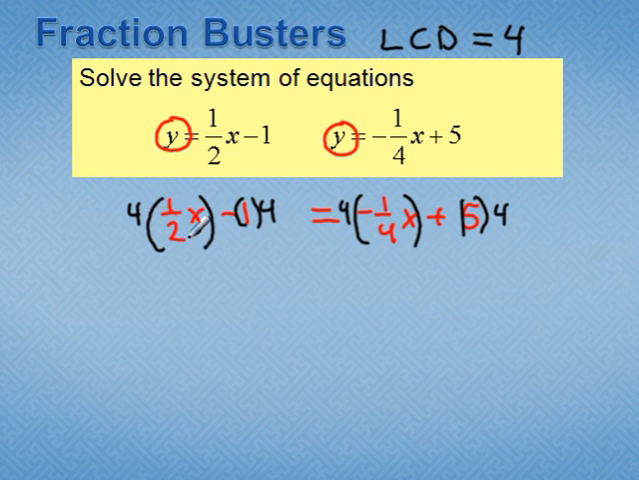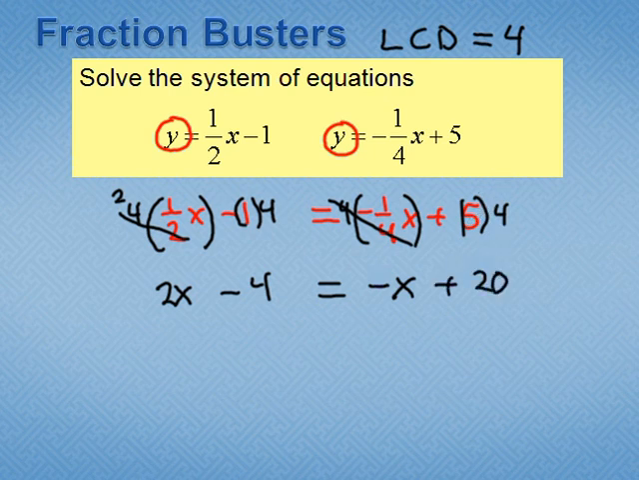2 goes into 4 2 times. And over here, 4 goes into 4 completely and cancels out. There are no more fractions left over. So left over is we have 2 times 1x, which is 2x. We have negative 1 times 4 is negative 4. On the other side of the equation, we have the 4's canceled out completely, leaving us with negative 1x. And negative 1x can be written as negative x. Over here we have 5 times 4 is 20.